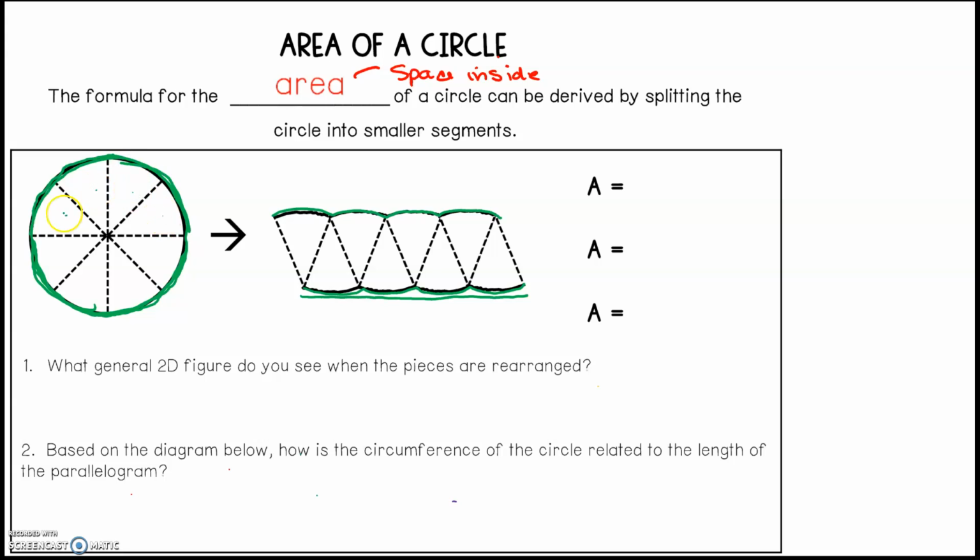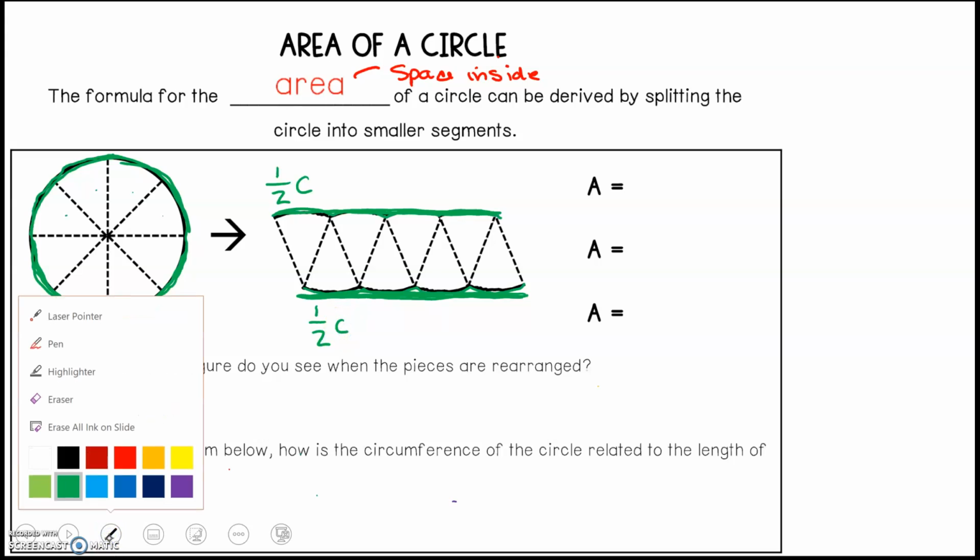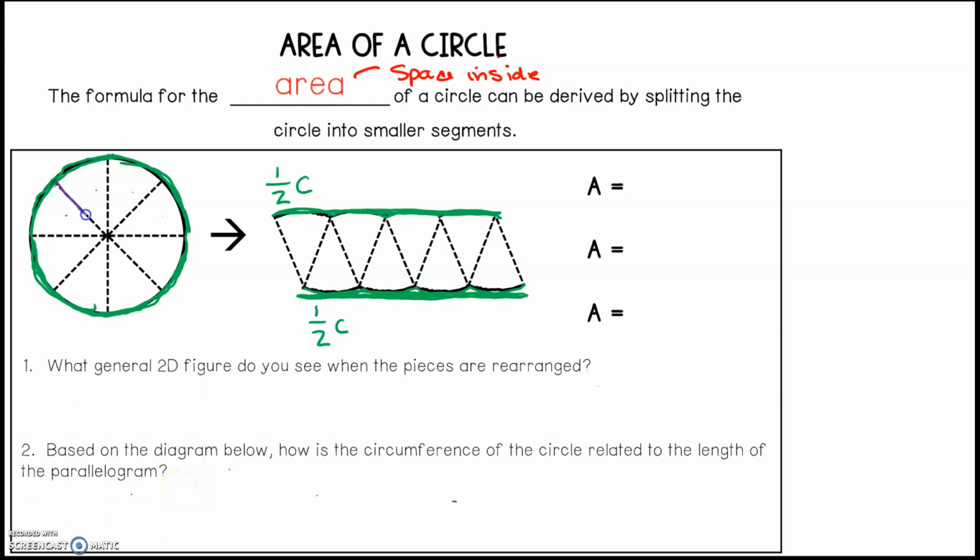They both make a basically straight line. And that's our circumference. And each one is half the circumference of the circle. Then those little dashed lines are our radius, and we have eight of them along the bottom and eight along the top.